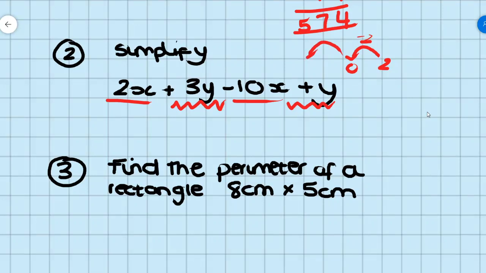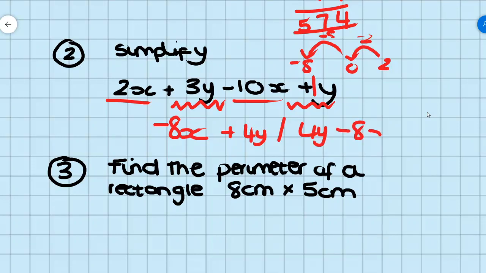So I'm going to take away 8 from 0, which is minus 8x. And then I've got a plus 3 and a plus 1y, which is a plus 4y, or you might prefer to write it as 4y minus 8x. So we're starting with that positive.